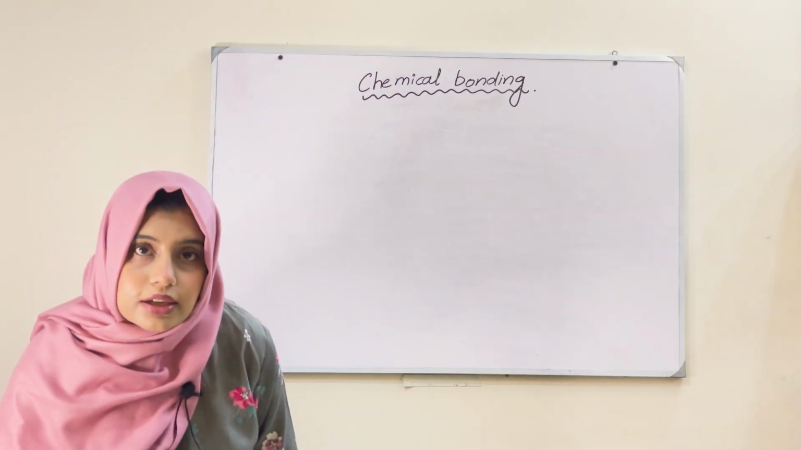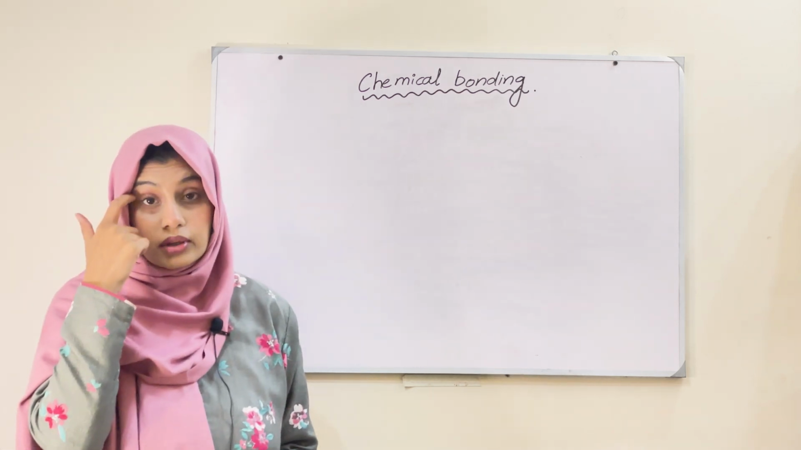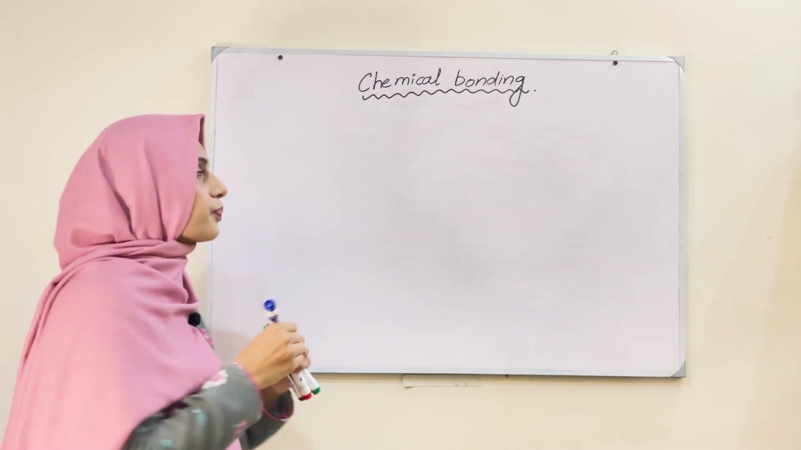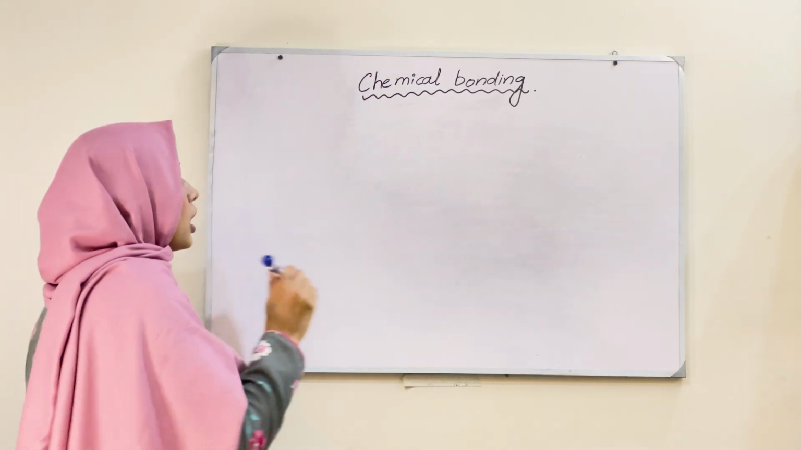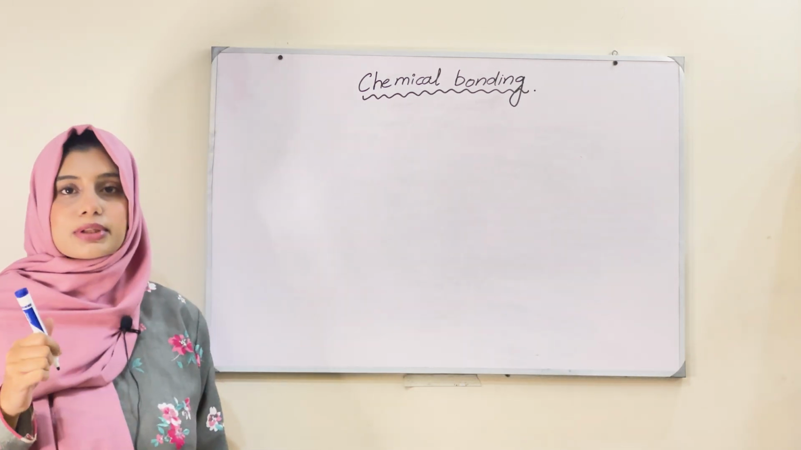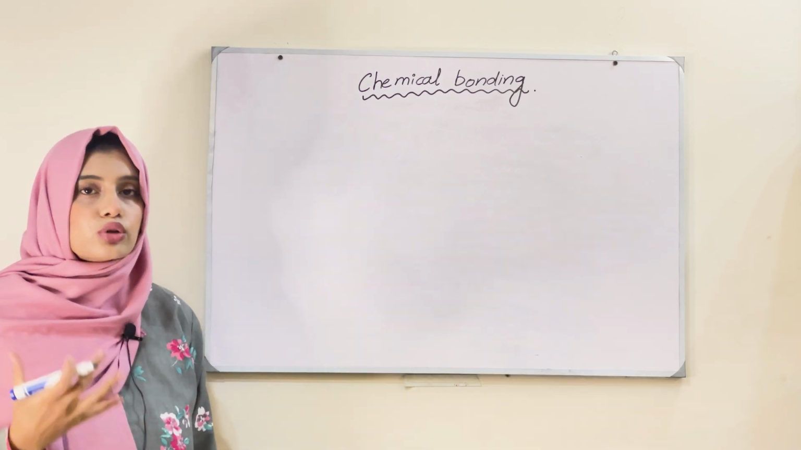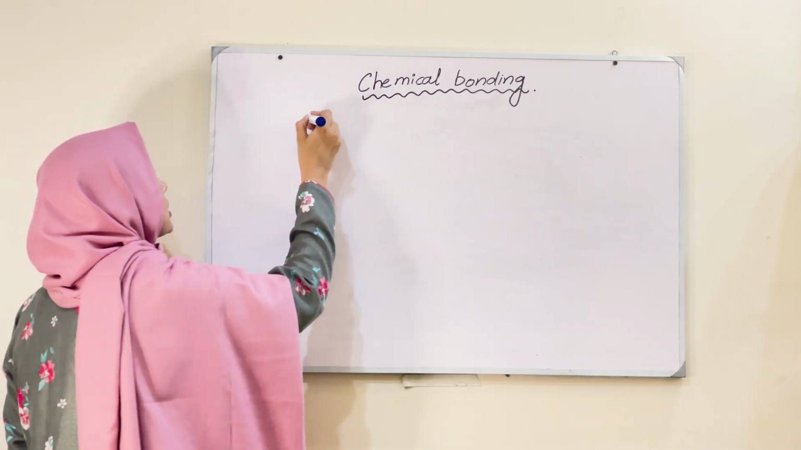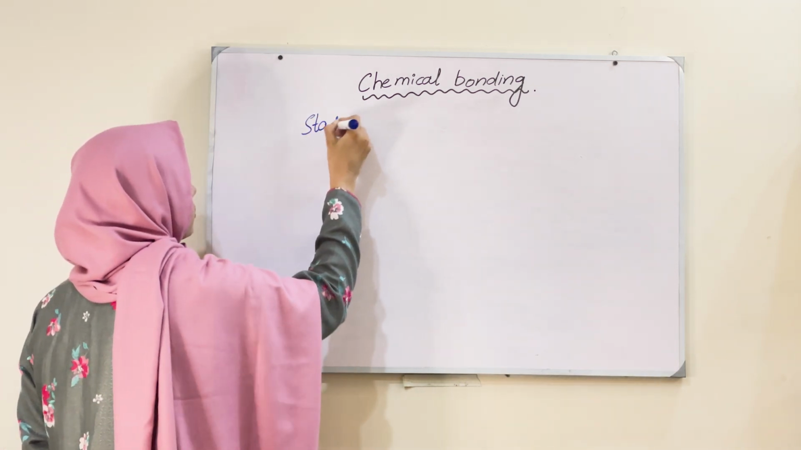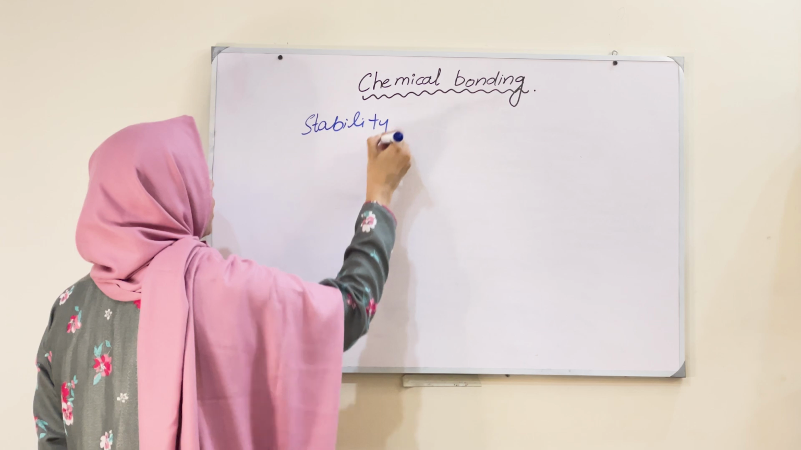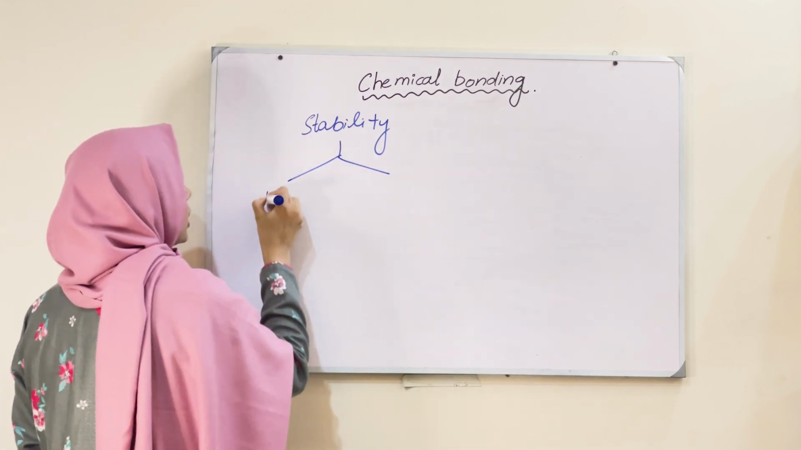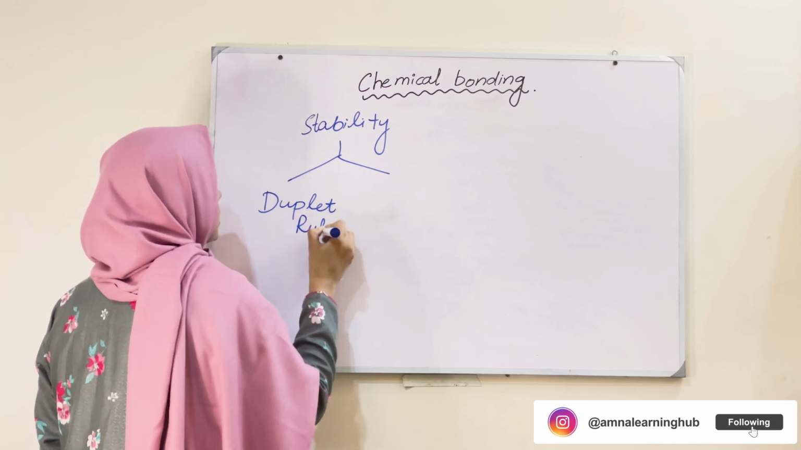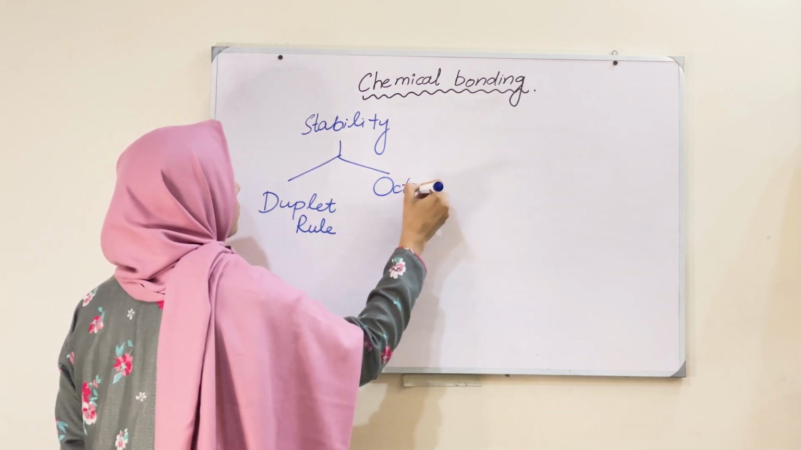Before discussing the details of ionic, covalent and other types of bonds, I need to address 2 very important rules. I told you about the stability of elements, that every element wants to be stable and wants to achieve the electronic configuration of a noble gas. So for stability we have 2 rules. One is the duplet rule and the second one is the octet rule, right?